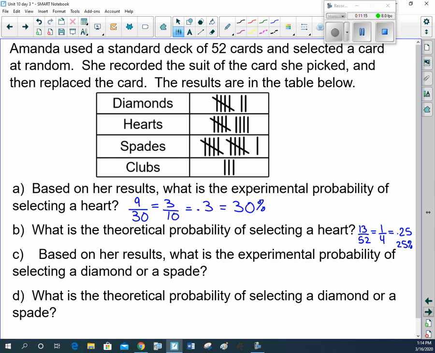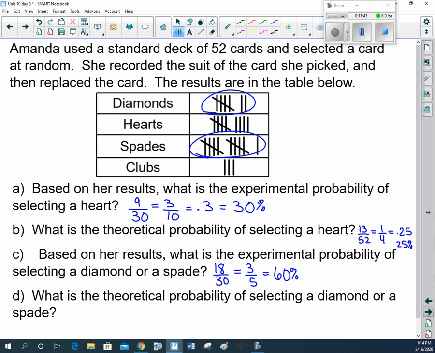Based on her results, what is the experimental probability of selecting a diamond or a spade? So diamonds, she had 7. So diamonds or spades. So add those two together because remember it's an or, and you'd have 18 out of 30, which is 3/5, which is 60%.